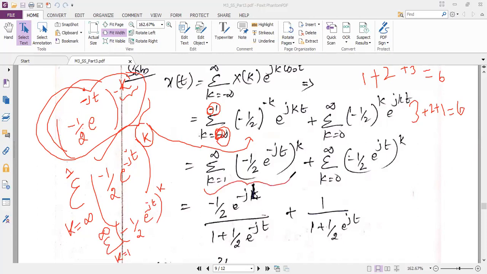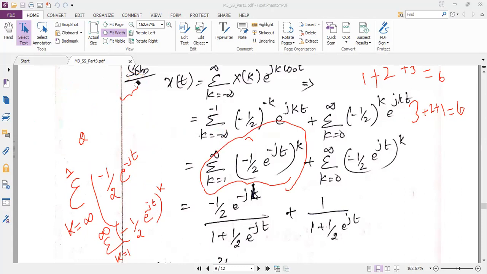So any confusion with the first term? Because in my notes I have not mentioned all the steps. I have just written the final answer. That means the summation I have written without showing the steps. Shall I proceed further? Yes, ma'am. Yes. Okay, fine.